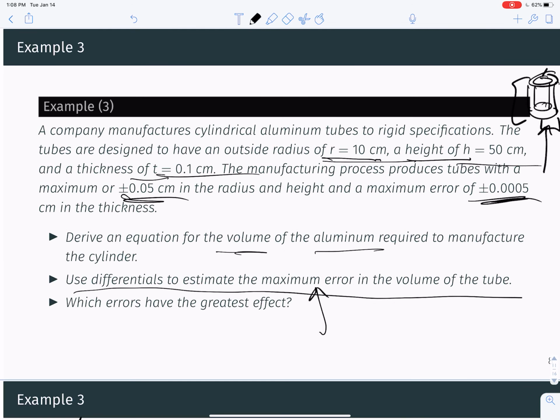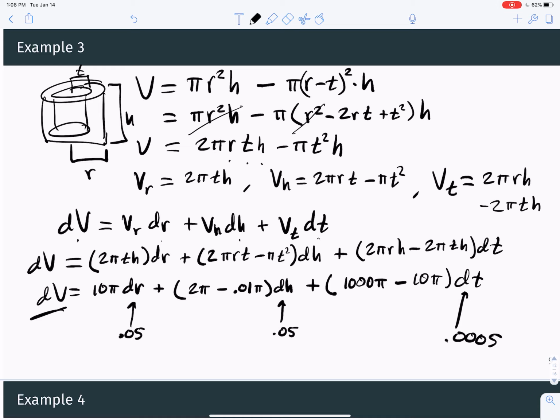And which errors have the greatest effect? Well, what you see here is this is 990 pi. So a small error in t gets multiplied by 990 pi. These ones, actually h has less of an effect versus r. This is roughly 2 pi. This is 10 pi. So an error in h is 5 times less of a problem than an error in r. And you can compare what errors have what effects. So there's a nice example there.